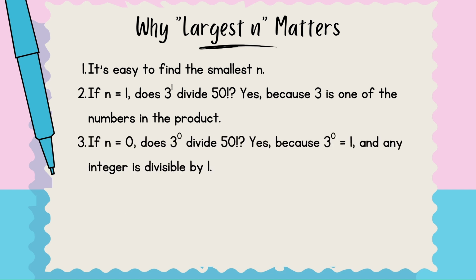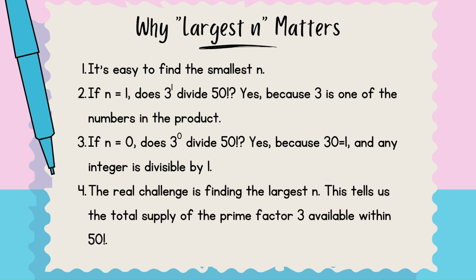So let's take n equal to 0. Does 3 to the power 0 divide 50 factorial? Yes, because 3 to the power 0 equals 1, and any integer is divisible by 1. So if we want to find the smallest n that divides any factorial, it is easy and it is 0. The real challenge is finding the largest n. This tells us the total supply of the prime factor 3 available within 50 factorial. So let's go step by step.